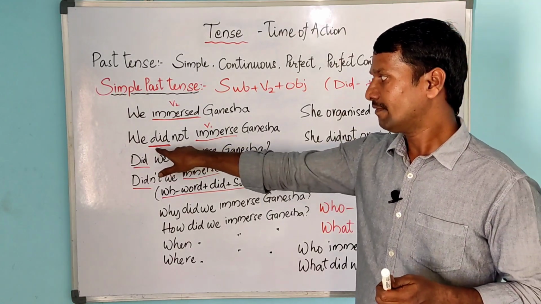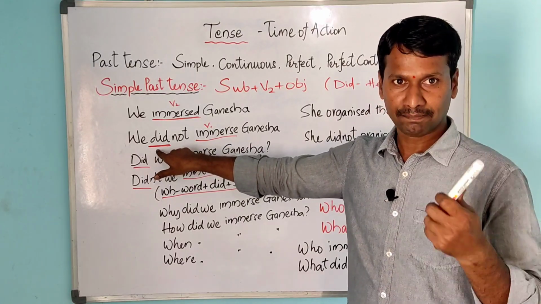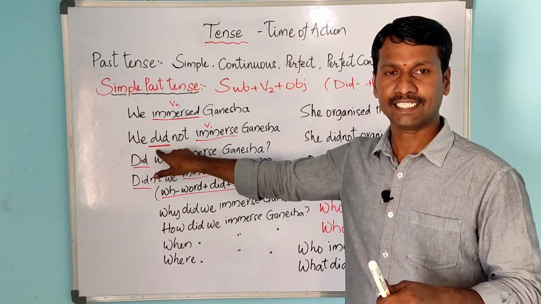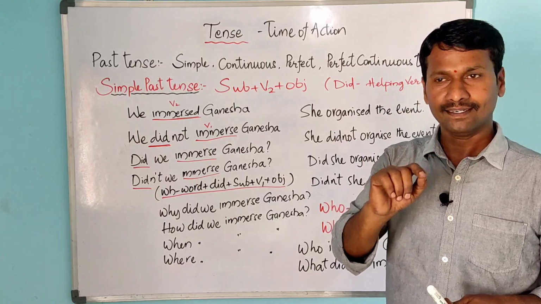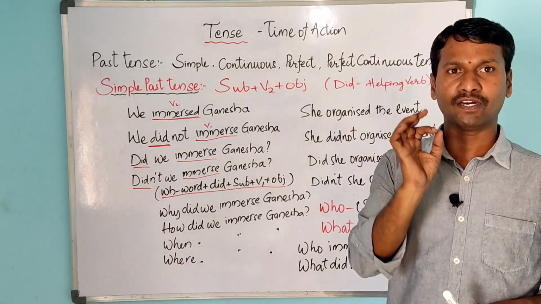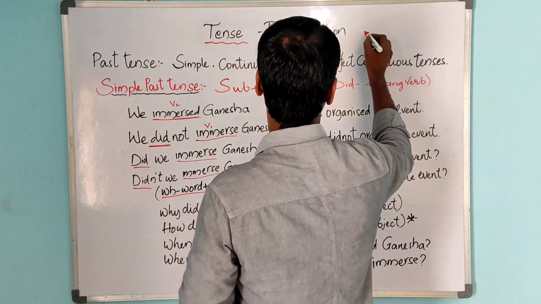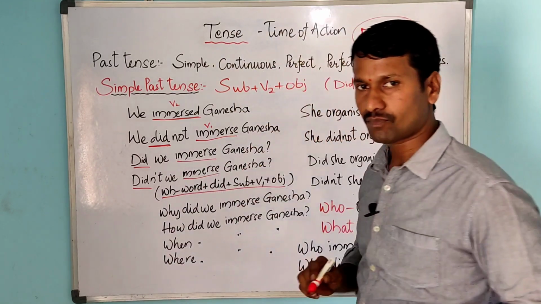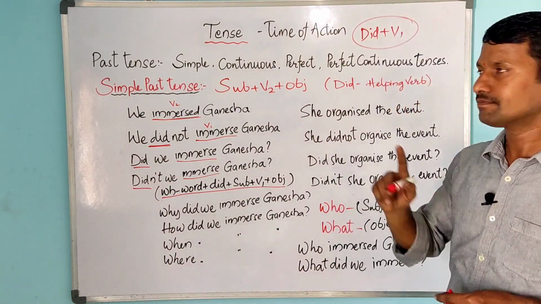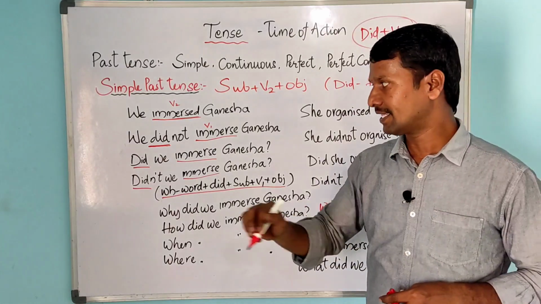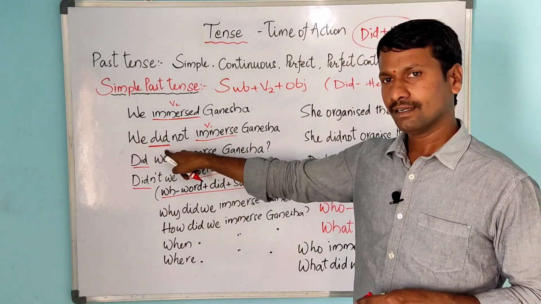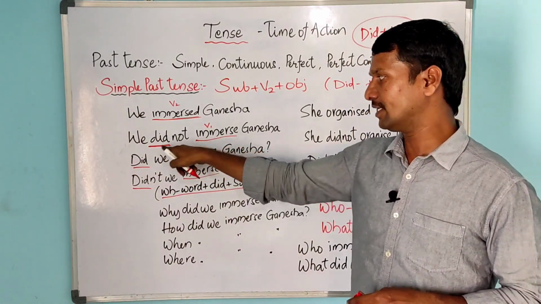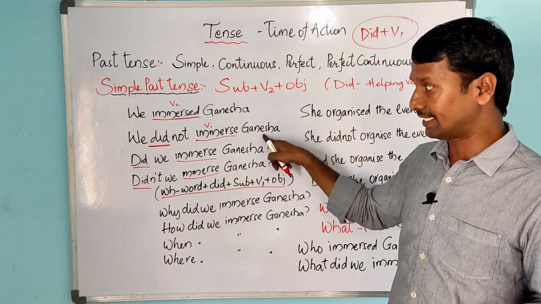The reason is that whenever we take did in simple past tense, in each sentence that includes did, the next verb form should be V1 only. So remember that did always takes only V1. Did is one of the helping verbs; it always allows only V1. That's the reason after we did, we took immerse here. So, we did not immerse Ganesha, a negative sentence.